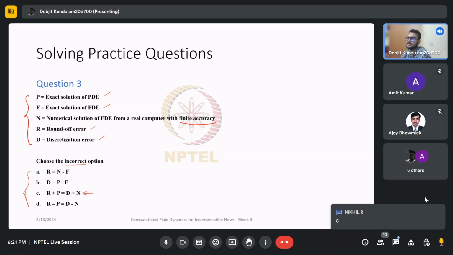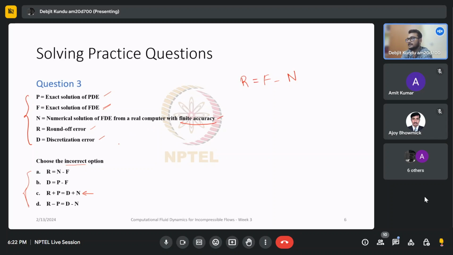So a good way to start this would be through definitions of the errors. A round-off error is basically the difference between the exact solution of the FD and, let's say there was a computer with infinite accuracy, then whatever the numerical solution would be compared to that solution using a computer which has a finite accuracy. So it introduces the round-off error. So this is basically F minus N.